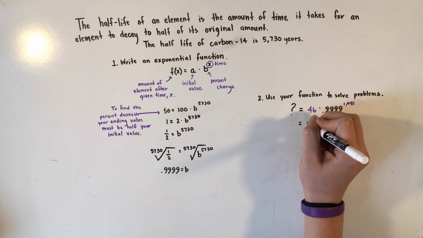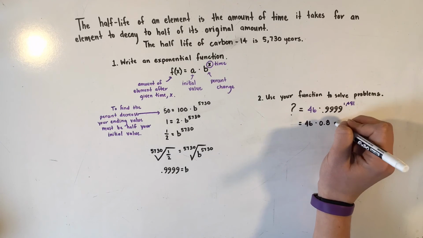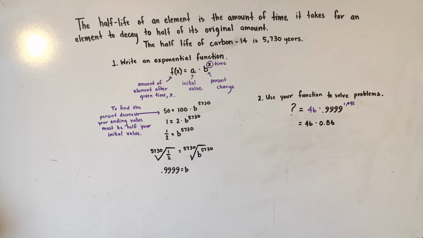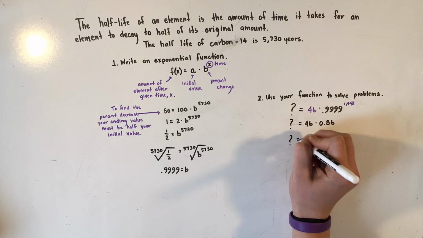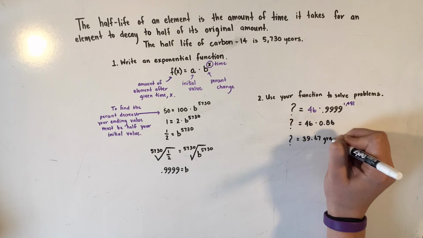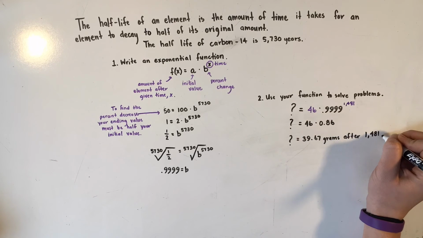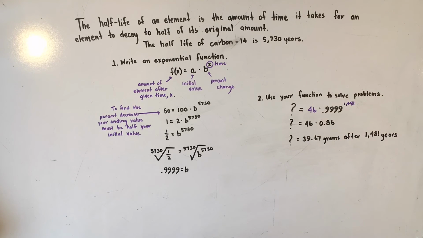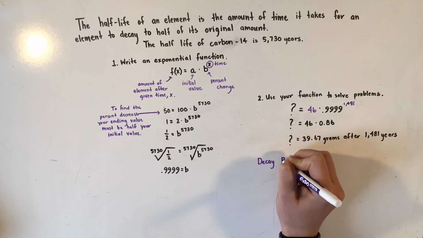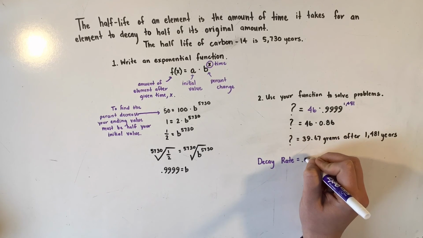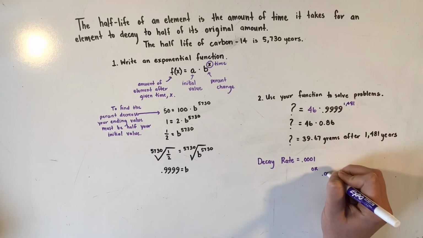Don't forget your order of operations. You need to deal with the exponent before you multiply by 46. You should get approximately 39.67 grams remaining after 1,481 years. Don't forget that your actual rate of decay is 1 minus your B value.